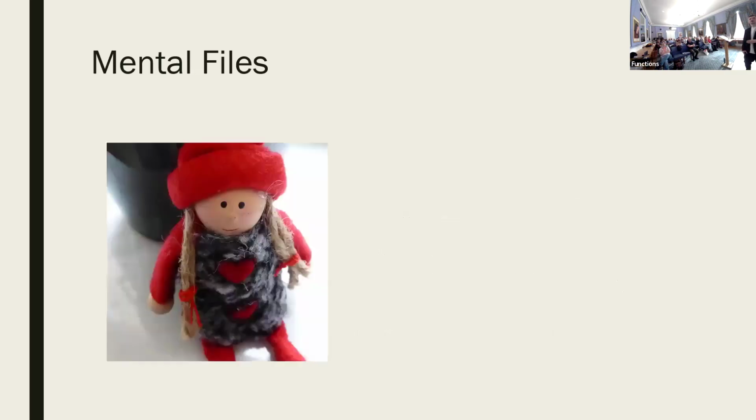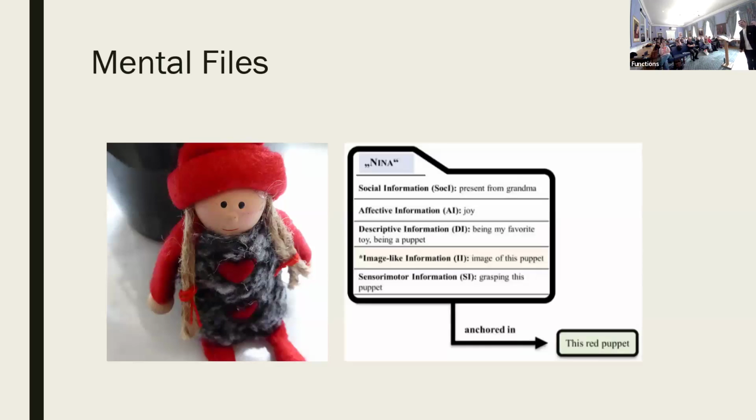All right, so here's the example. So let's say that this is the doll, Nina, right? And now we think about, okay, how would a mental file on Nina look like? Well, it could look like this, right? So in blue, you have the label, Nina, the name of the doll, right? And then underneath you have all the different types of information.